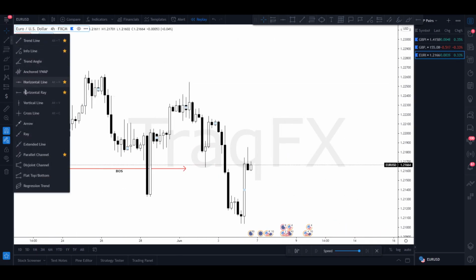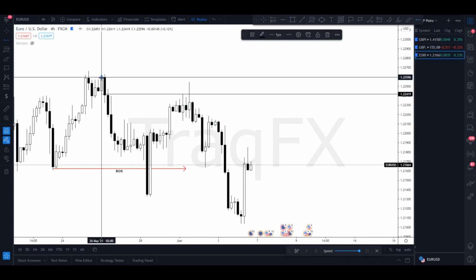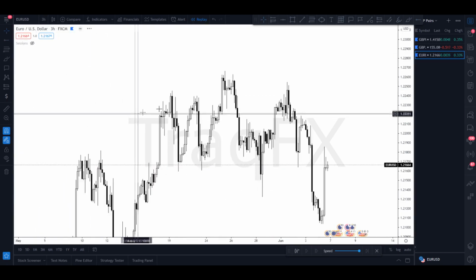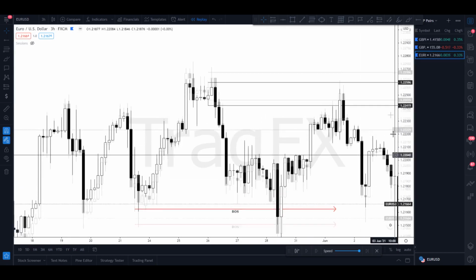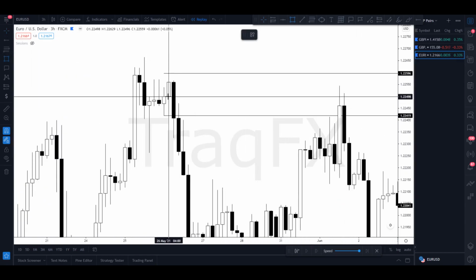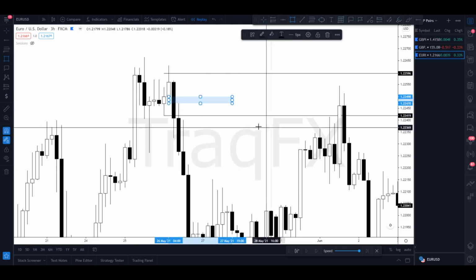From here, I highlighted this institutional candle from the open to the close. That's simple. Now let's go down to the 3-hour time frame and look if we have any imbalance. Now look at this. Look how clean this is. We have imbalance right over here from this wick down to this wick.